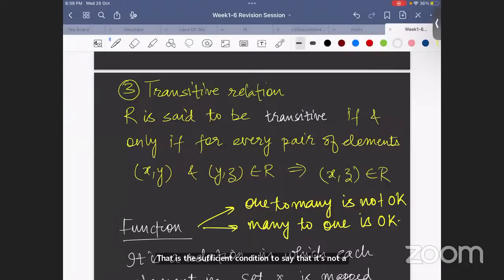But if you find (x, y), (y, z) and also (x, z), you can say that according to this first element, it can be transitive. Now check for the second element.